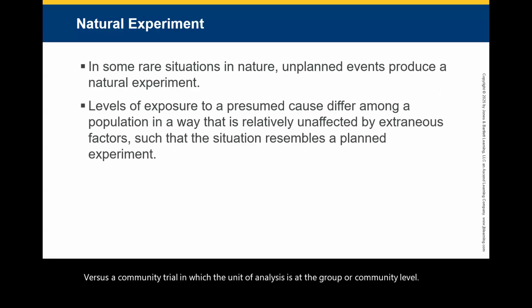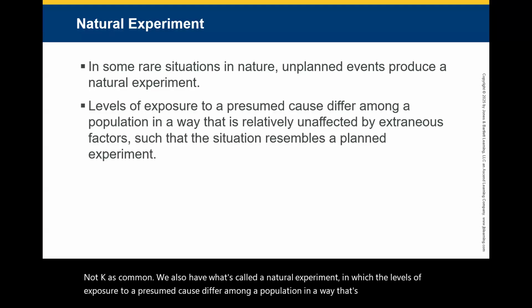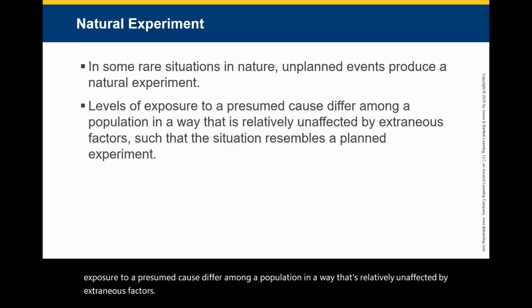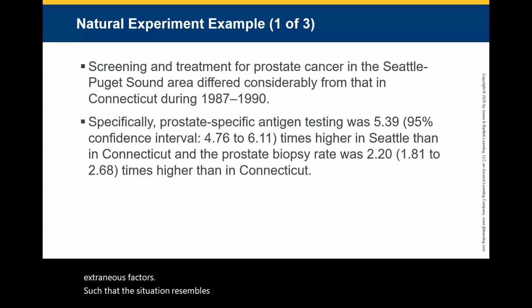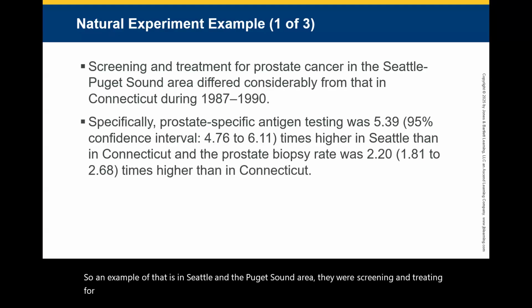Not as common. We also have what's called a natural experiment, in which the levels of exposure to a presumed cause differ among a population in a way that's relatively unaffected by extraneous factors, such that the situation resembles a planned experiment. An example of that is in Seattle, in the Puget Sound area. They were screening and treating for prostate cancer, and that differed considerably from that in Connecticut during 1987 and 1990.